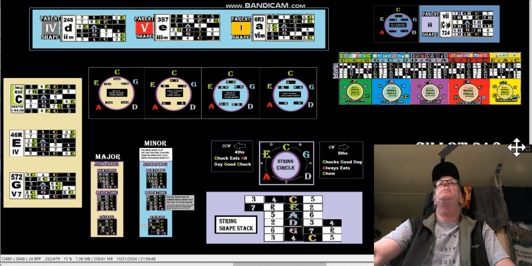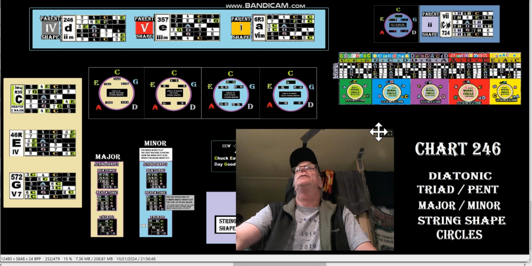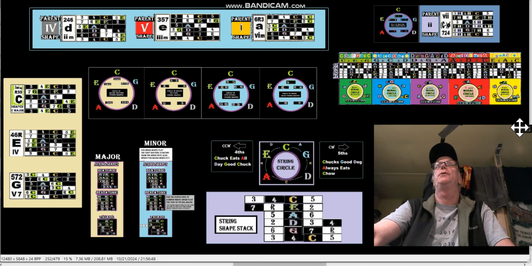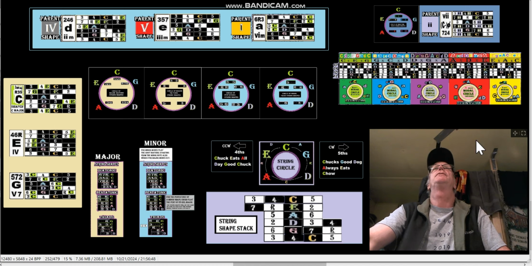Okay, so we're going to be using chart 246: diatonic, triad, pentatonic, major, minor, string shaped circles is a pretty good title for this. So this is the newest chart.